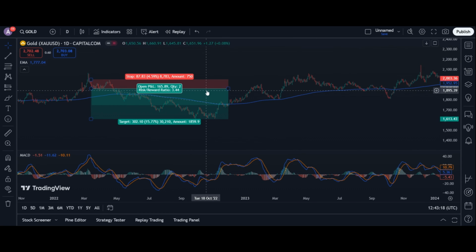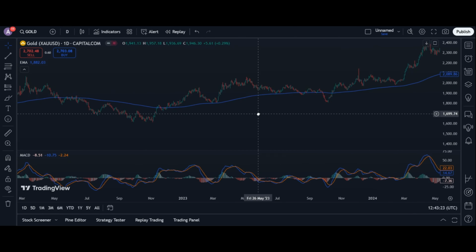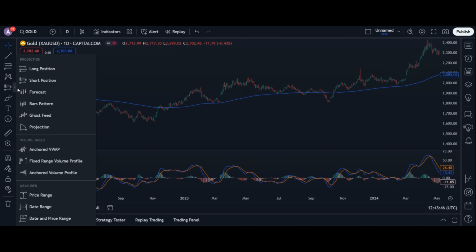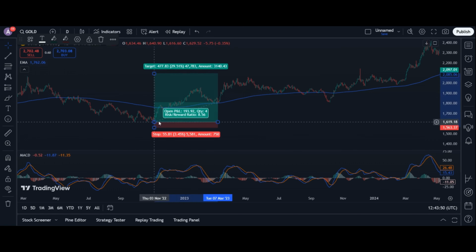And also, let me tell you another example in this chart, which is the best time to go for a long position. For example, at this point, we can see that the MACD line crosses the signal line upward, and they are located below the zero line, and it is the best time for going for a long position. And let me bring the long position in this line.